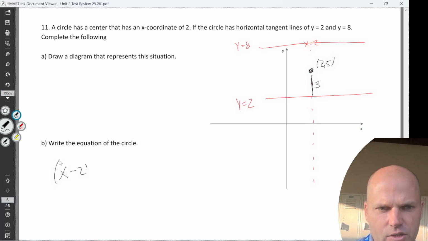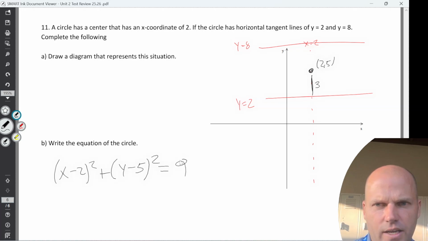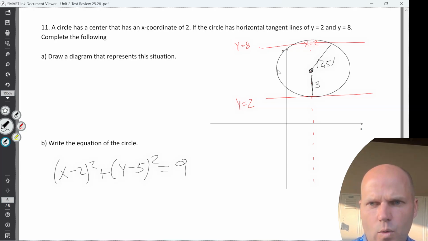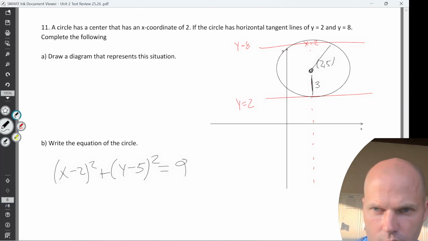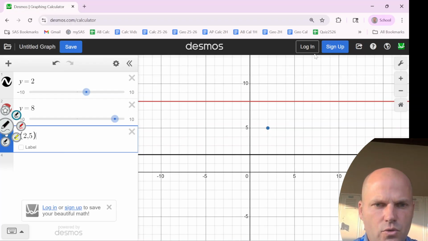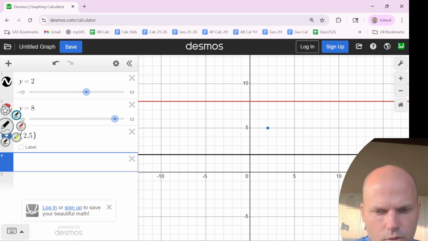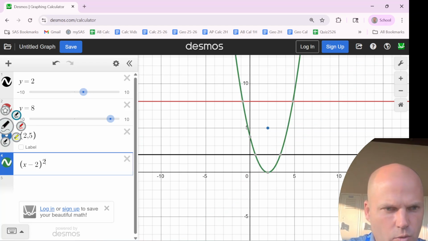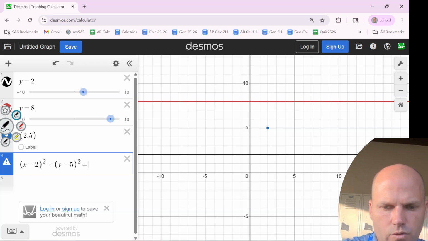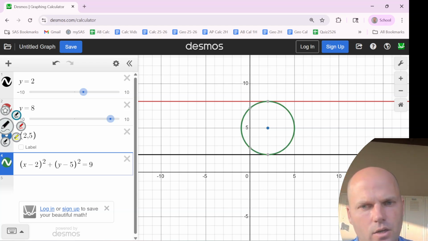So (x minus 2) squared plus (y minus 5) squared equals my radius squared. Again, how do we do this? All of the points on my circle will be all of the xy's where the y change squared plus the x change squared equals the radius squared, or 3 squared. You should be able to see the beautiful (x minus 2) squared plus (y minus 5) squared equals 9 equation, where y equals 2 and y equals 8 are tangents.